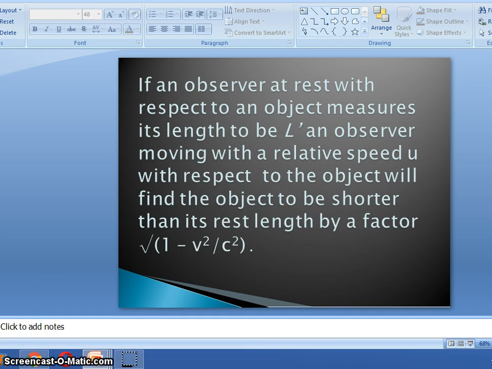If an observer at rest with respect to an object measures its length to be L dash, an observer moving with a relative speed u with respect to the object will find the object to be shorter than its rest length by a factor of root of 1 minus v square upon c square.